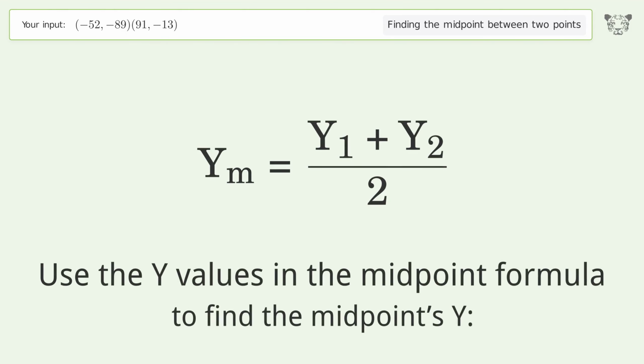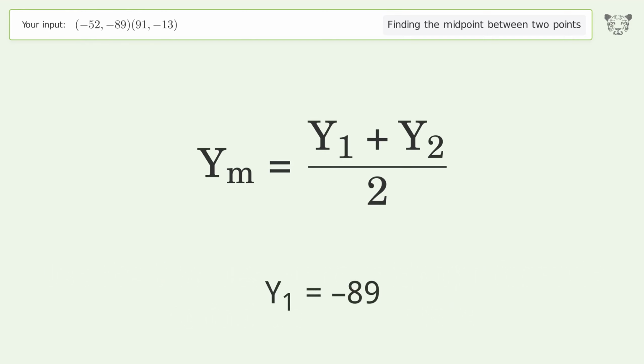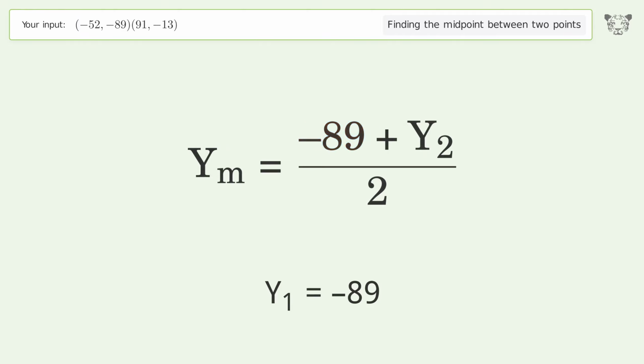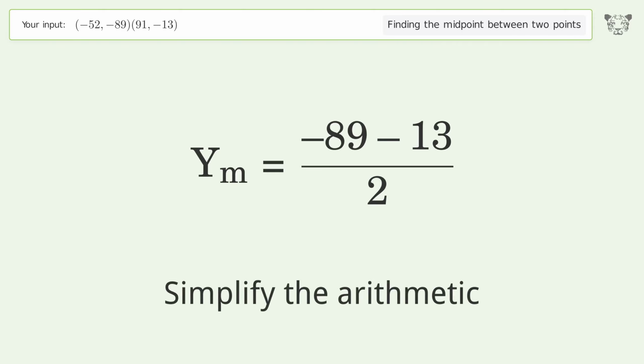Use the y values in the midpoint formula to find the midpoint's y. y1 equals -89. y2 equals -13. Simplify the arithmetic.